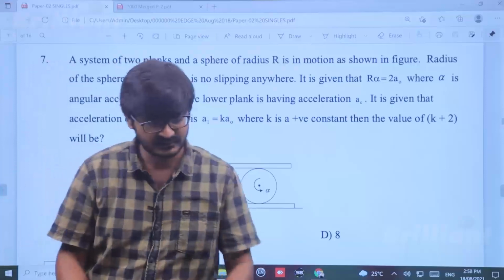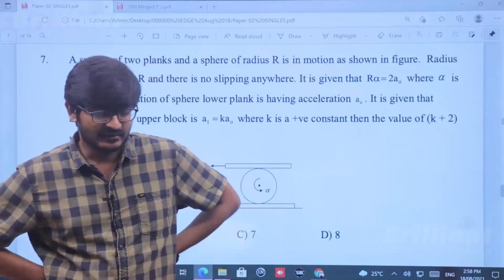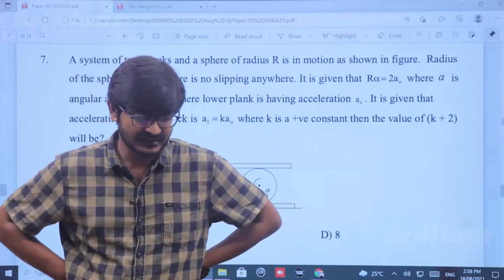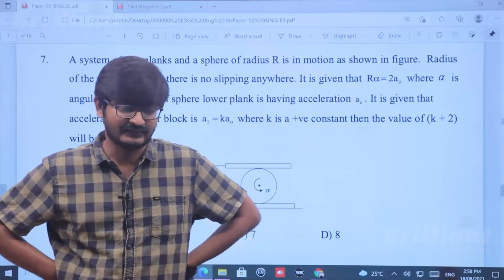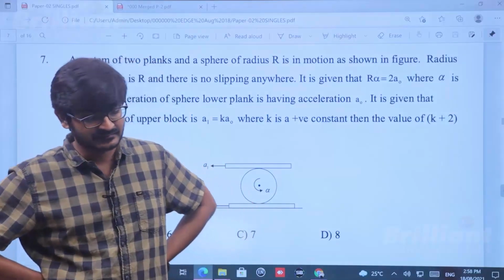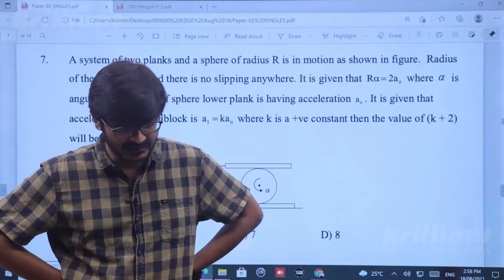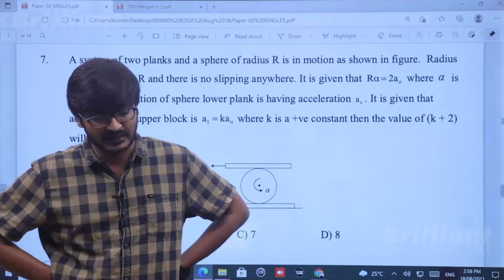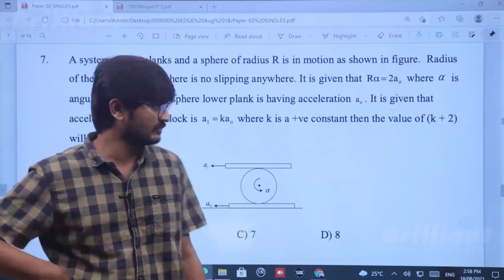Next question, you can pause and you can read the question. The question says, a system of two planks and a sphere of radius r is in motion as shown in the figure. Radius of the sphere is capital R and there is no slipping anywhere. It is given that R alpha equal to 2a naught, where alpha is the angular acceleration of the sphere. Lower plank is having an acceleration a naught. It is given that the acceleration of the upper block is k times a naught. So you need to find the value of k plus 2.